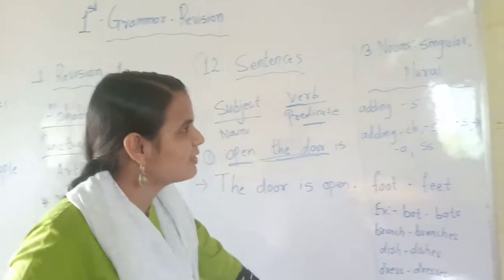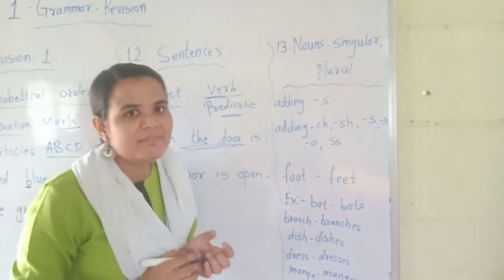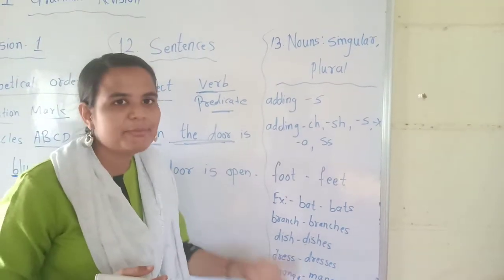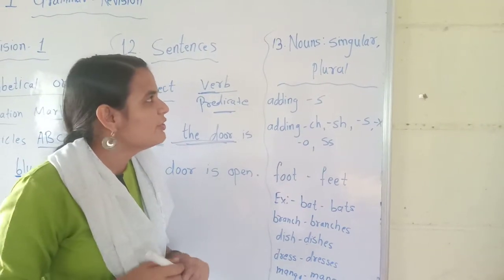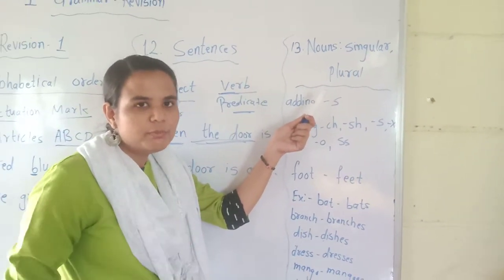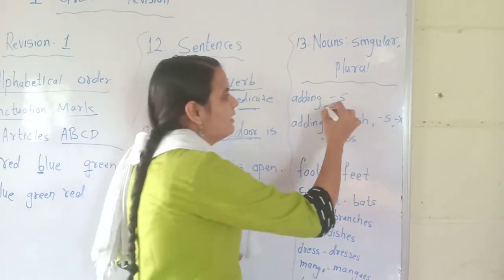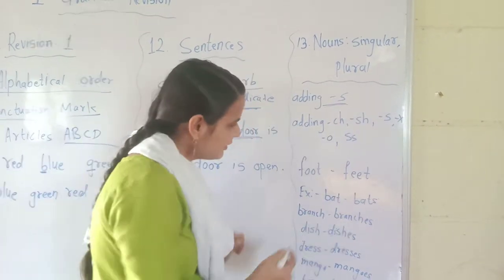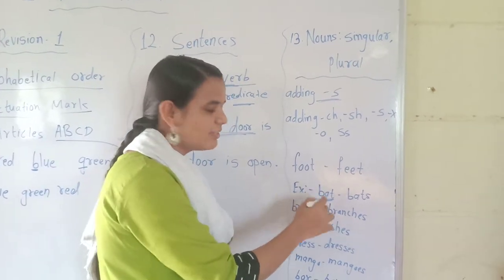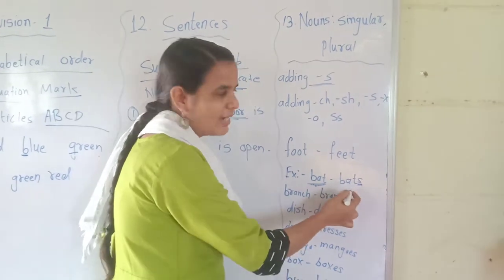Let's move to the next. That is lesson number 13, nouns, singular, plural. We have learned in this lesson how to change singular into plural and plural into singular again. So commonly, if you are to make a thing plural, from one to more than one, what we do, we just simply add s. For example, you can see here, if there is one bat, we will call it a bat. But if it is more than one, then you will just simply add s and it will become bats.